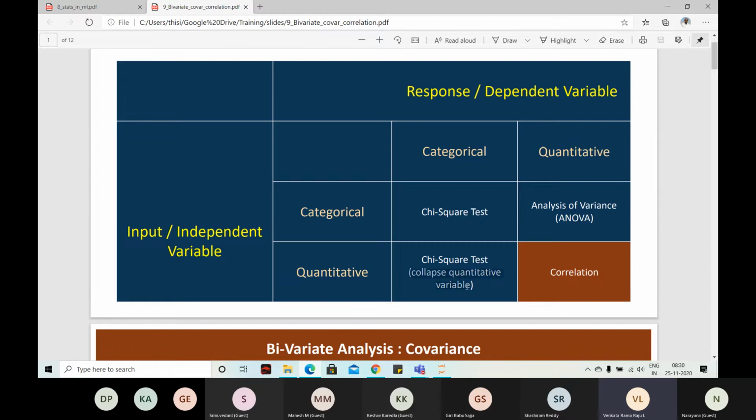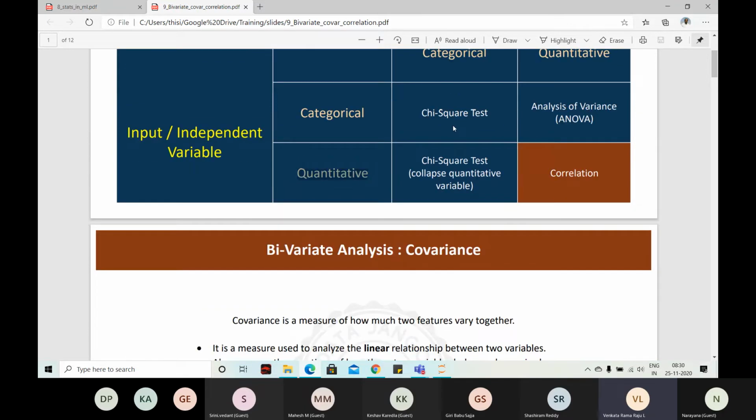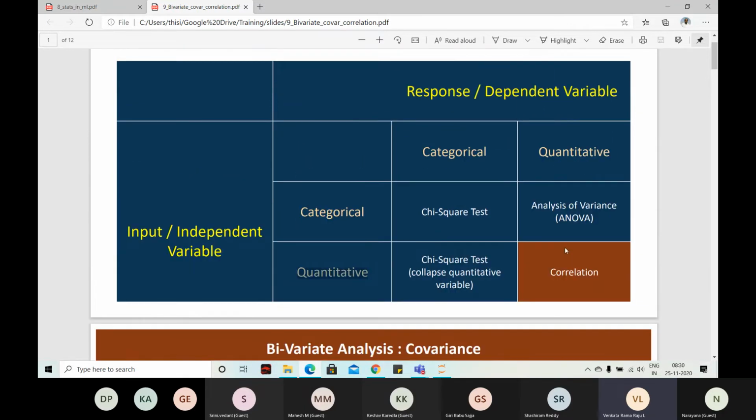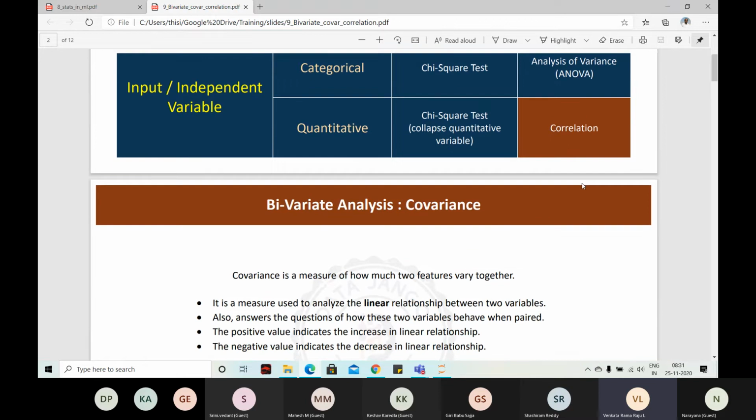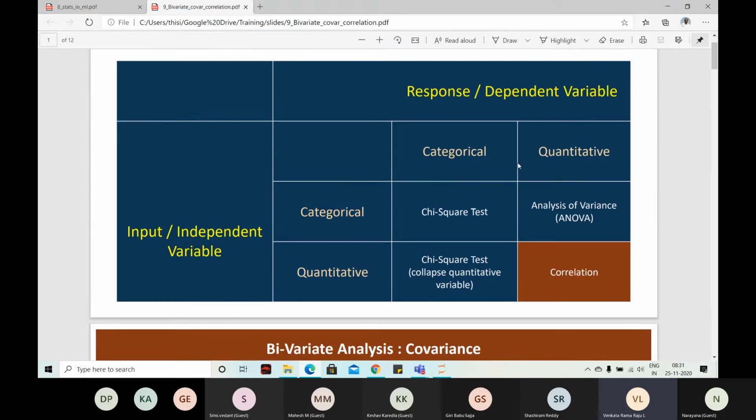There is a concept called collapsing. We do collapsing of the quantitative variables, basically converting them into categorical, and then do the chi-square test. We are going to understand these inferential statistical tests, and we will be using correlation a lot. Chi-square and ANOVA very rarely. But in interviews, some statisticians who are doing interviews may ask these questions. Any questions here on the slide?